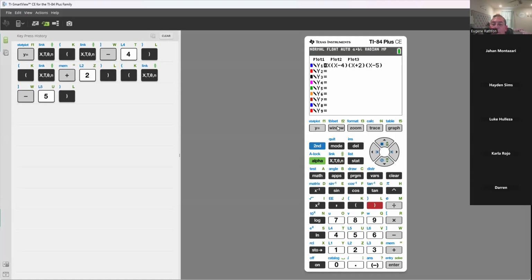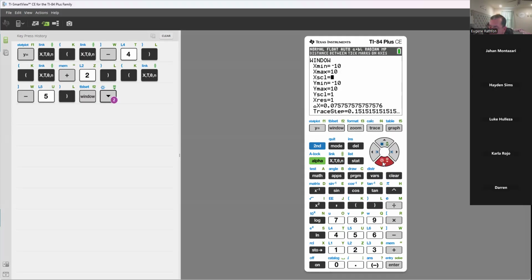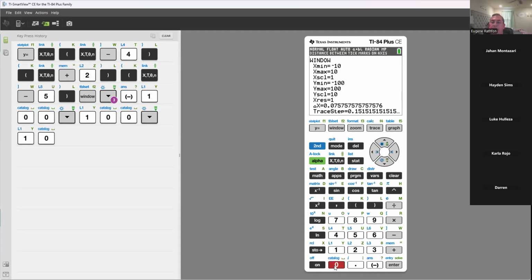Now I'm going to hit the window button and set the window according to what they had. So negative 10, good on x minimum. 10 was the x max. It went by ones. But y'all, my y minimum was negative 100. My y maximum was a positive 100. And then the y scale looked like they were going by tens.